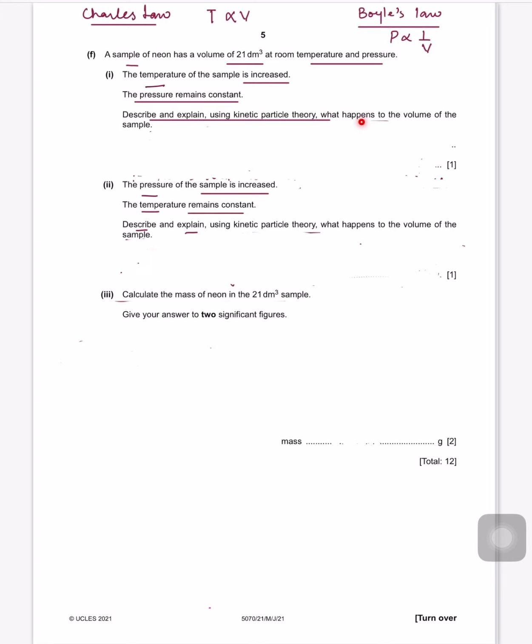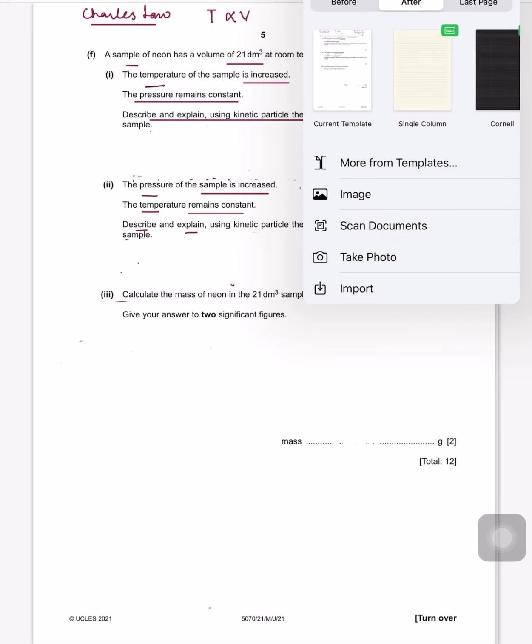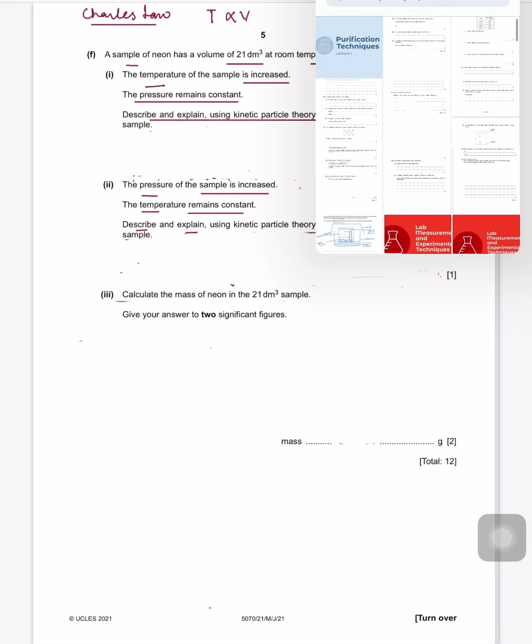Okay. Now we know this thing that pressure is inversely proportional to volume. So what you will say is that by increasing the pressure, particles will come closer to each other. As a result, particles will occupy smaller area. You may say volume of the sample will be smaller as particles are under high pressure.